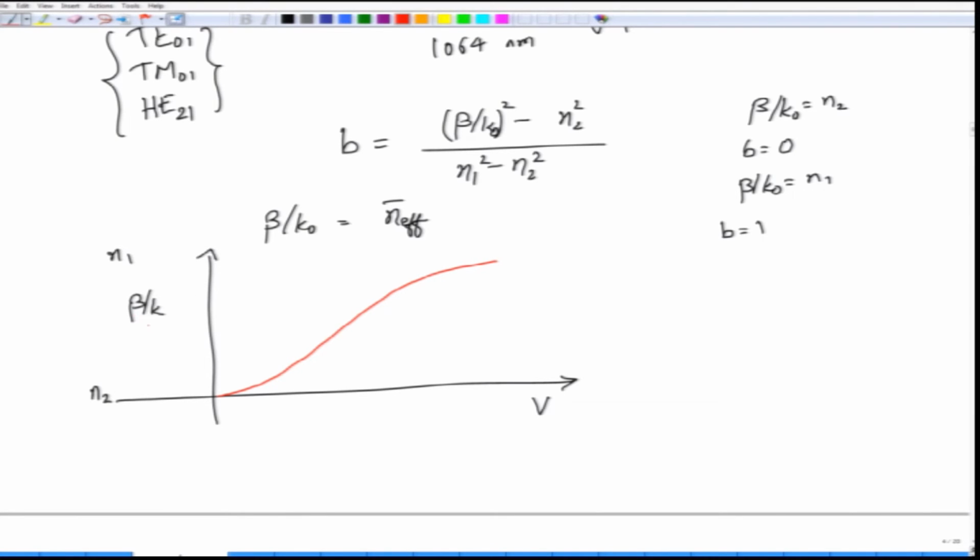Because I have written beta by k0, my minimum value is n2 and the maximum value is n1. Okay. So as I keep increasing, I will reach here the maximum value for the fundamental mode, and the fundamental mode begins almost at 0. Okay. It will actually begin at n2, just above n2 actually. So if I am plotting this, I should be a little more careful. I should say just above this. Okay. Just above this. Then the next order mode kicks in after a certain value of V, which is 2.405.